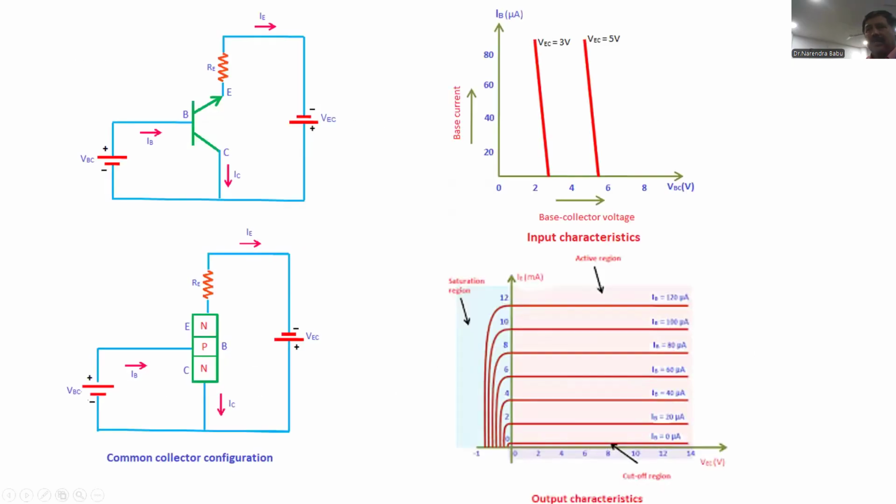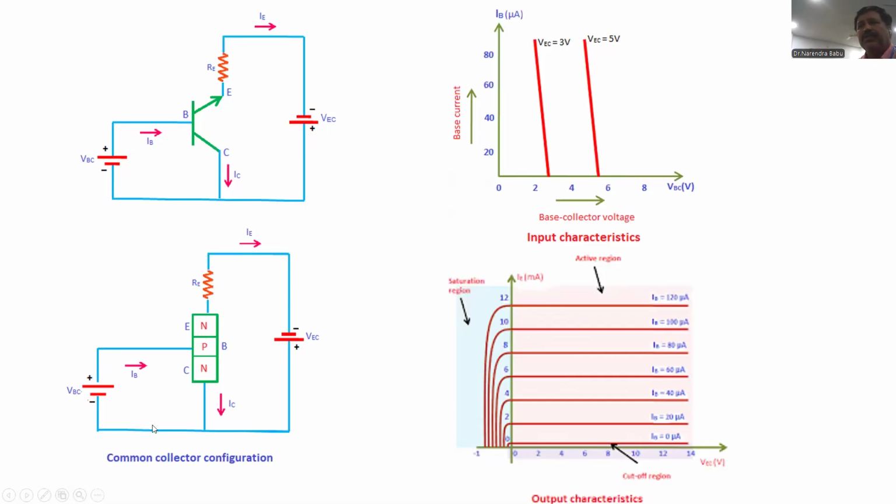Next, coming to common collector configuration. Here this is a circuit for the common collector configuration. If you look at this bottom figure, you can see the collector is common between input and output. So that's why it is a common collector configuration, and the emitter is in the upward direction. So the base is connected to positive and the collector is connected to negative. This is the input and output. The emitter is always negative, as I already told, it is highly doped, and the collector is connected to positive, so that it is nothing but an output configuration.